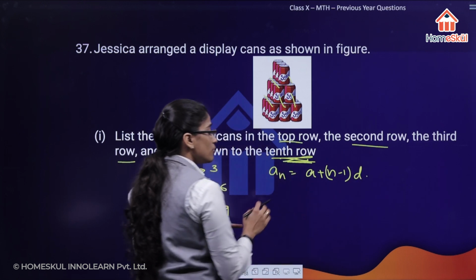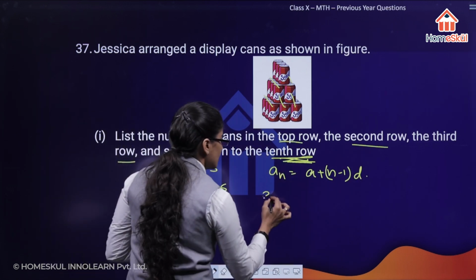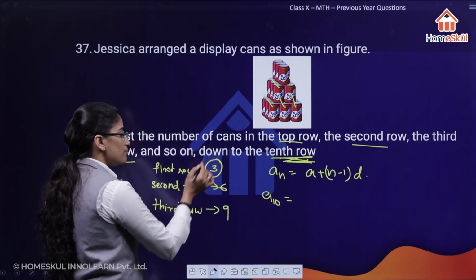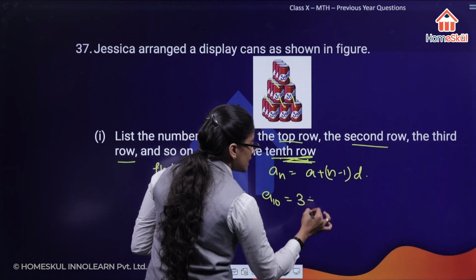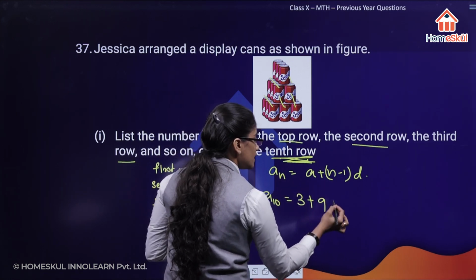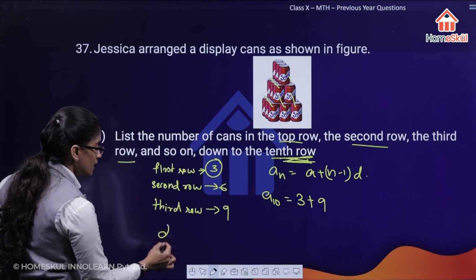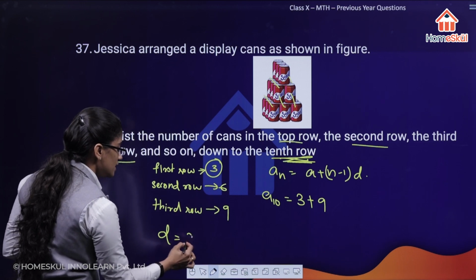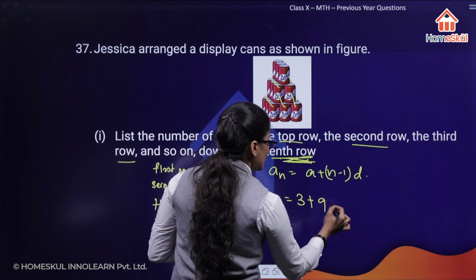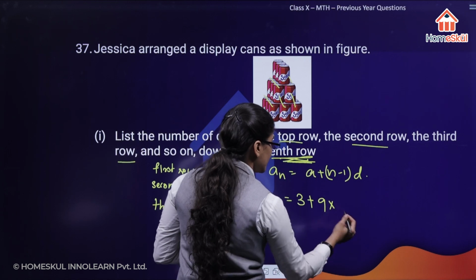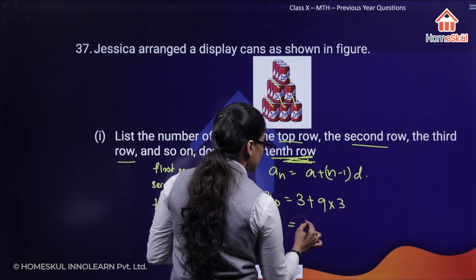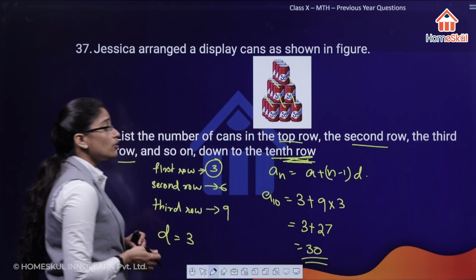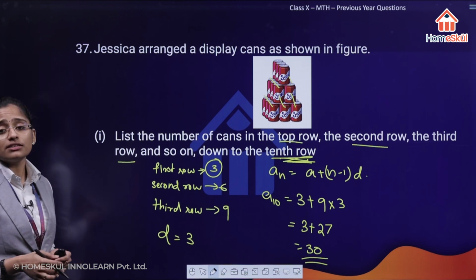We need to find out the number of cans in the 10th row. That is A10. A10 is equal to a, the first term, which means the number of cans in the first row. That is 3, plus n is 10, so 10 minus 1 is 9. What is d? d is the common difference, the difference between the consecutive terms. So 6 minus 3 or 9 minus 6, d is 3. So 9 into 3 is 27, which will be 3 plus 27, that is equal to 30. That means in the 10th row there will be 30 cans.